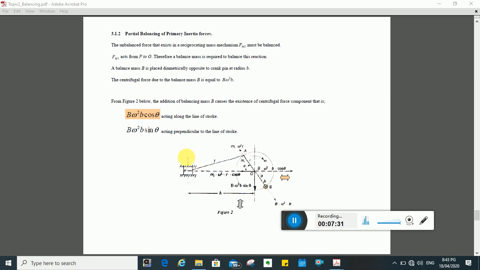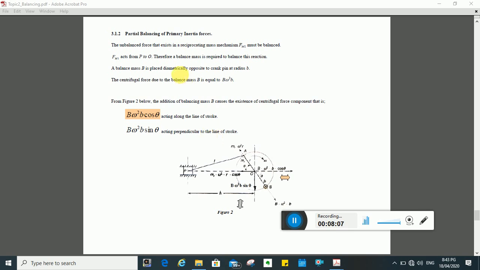As you can see here, there was some subchapter that we call partial balancing of primary inertial force, where the question will be given partial balancing. That means only 40% of reciprocating mass is unbalanced. So that is the formula that you need to use, and you need to understand the fundamental here.